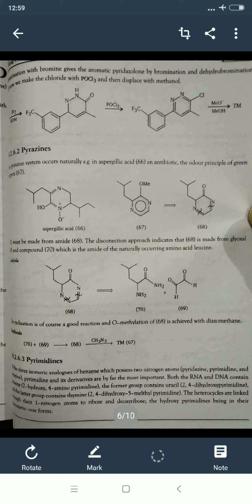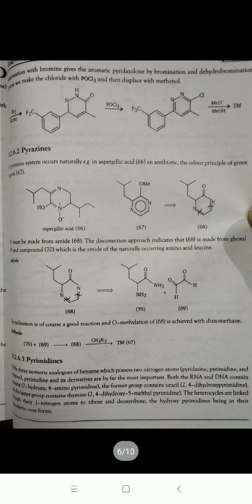Cytosine is 2-hydroxy-4-aminopyrimidine, and the former group contains uracil, that is, uracil is present in RNA, 2,4-dihydroxypyrimidine, and the latter one contains thymine, 2,4-dihydroxy-5-methylpyrimidine. The heterocycles are linked through their first nitrogen atom to the ribose and deoxyribose. The hydroxypyrimidines exist in their tautomeric keto form.